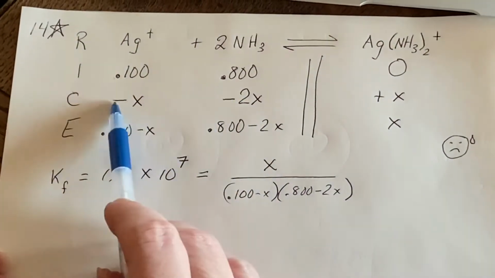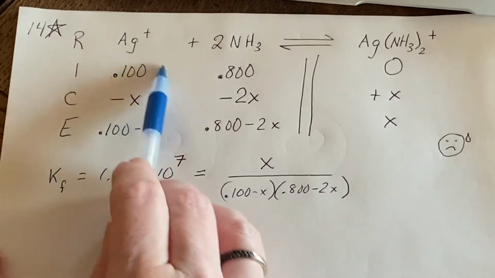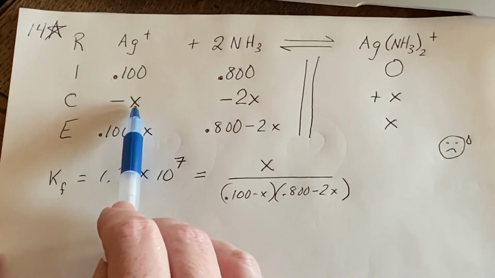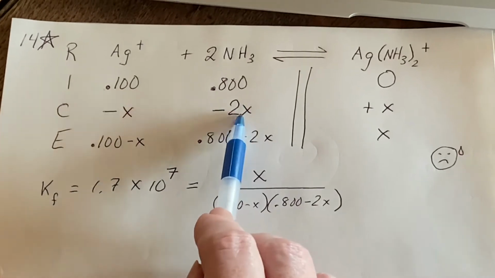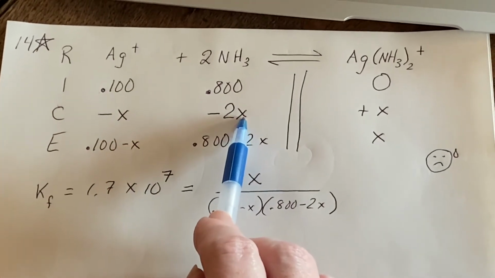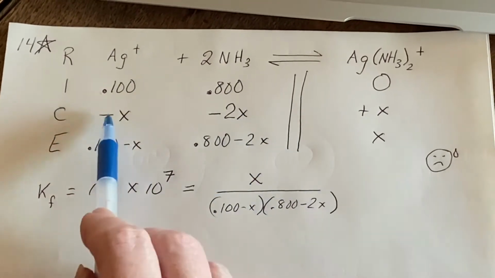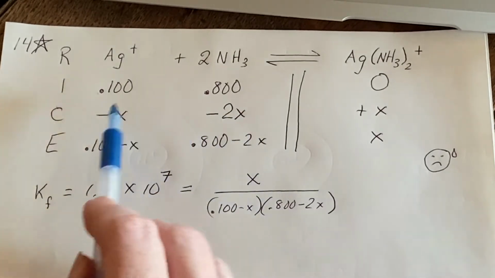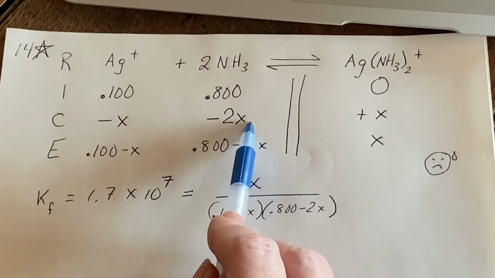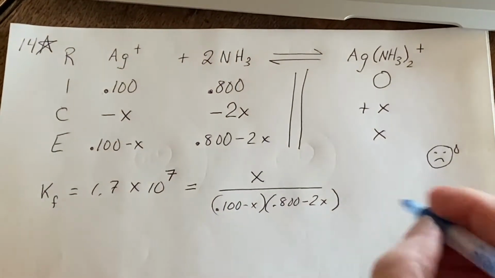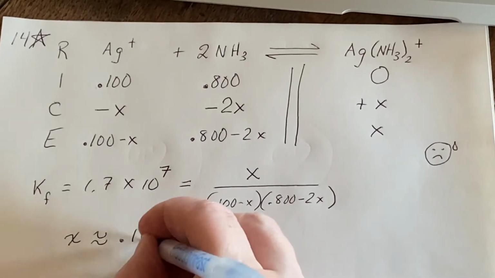I can look over here at these and say, one of these is going to limit it. If I run out of this, it would imply that X is 0.100, or really, really close to it anyway. If I run out of this, it would imply that X is 0.400. Well, I would run out of this before that ever happened, right? We get to 0.100 being used before I would get to 0.400 being used. So I can say that X is going to be approximately the whole darn 0.100 molar.